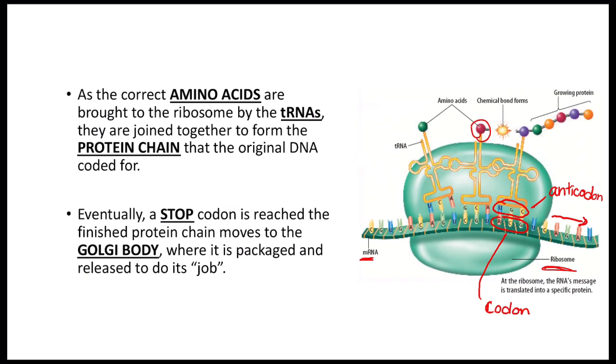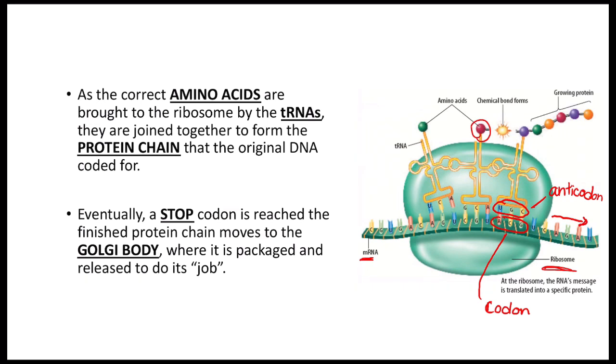So again, the green blob is the ribosome. mRNA is being pulled through the ribosome, allowing the code to be read. And as it is read, the tRNA comes in and brings the amino acid with it. Codons match the anticodon on the tRNA.